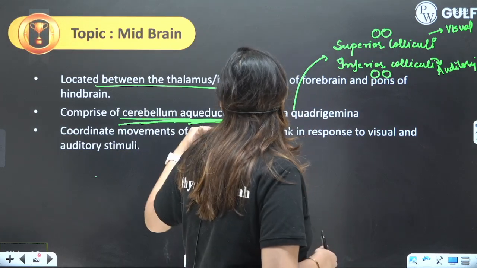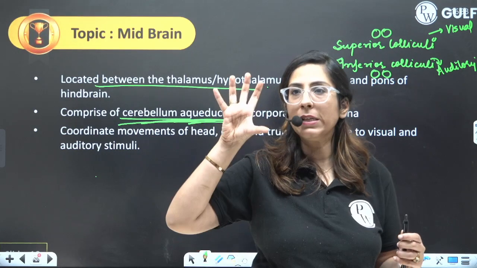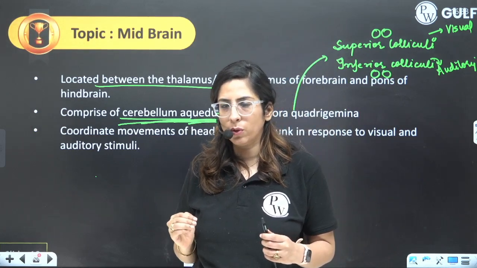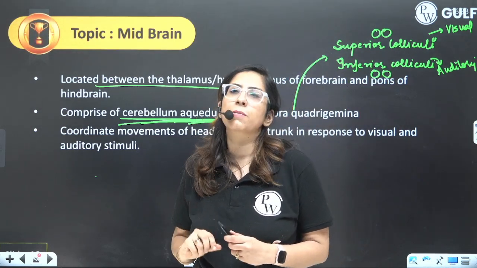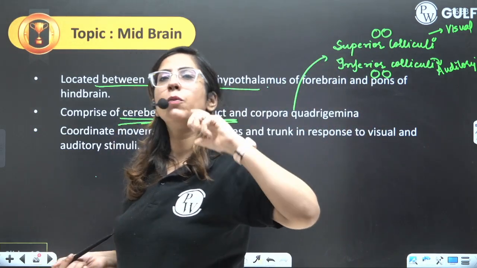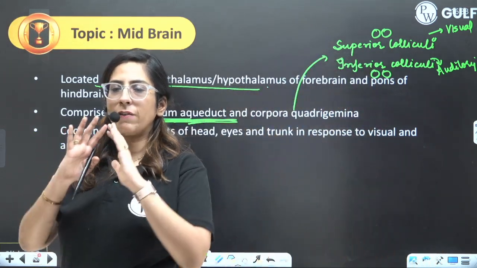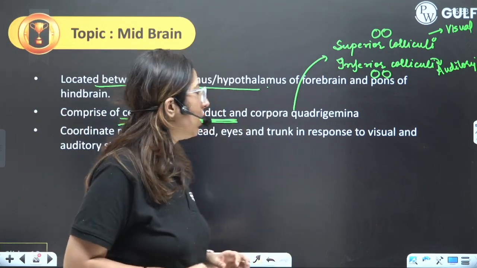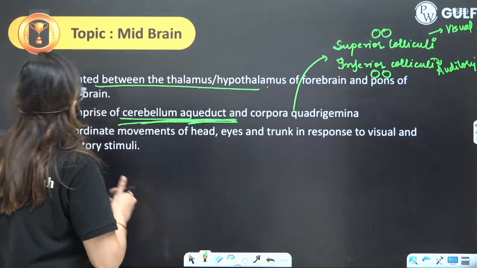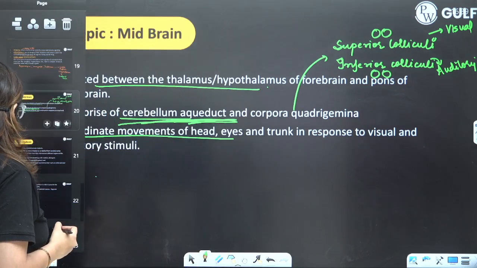Next is the cerebral aqueduct. Cerebral aqueduct is present between the ventricles of the brain, where the third ventricle is connected to the fourth ventricle, the last ventricle, with the help of a duct, which is termed as a cerebral aqueduct. And cerebral aqueduct surrounds the midbrain. In cerebral aqueduct you will see the CSF is filled, right? Okay. Now it coordinates the movement of head, eyes and trunk in response to the visual and the auditory stimuli.